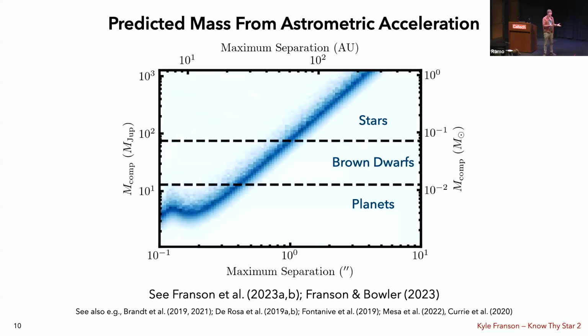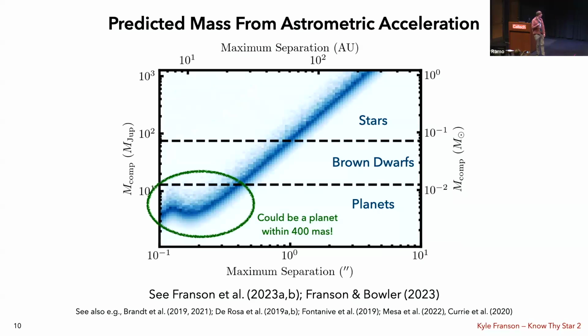But if we have an accelerating star whose prediction looks like this, we know that its acceleration could be produced by a planet within 400 milliarcseconds. And if the star is young, meaning favorable contrast ratios for imaging planets from the ground, this could be a promising target for an exoplanet imaging search.